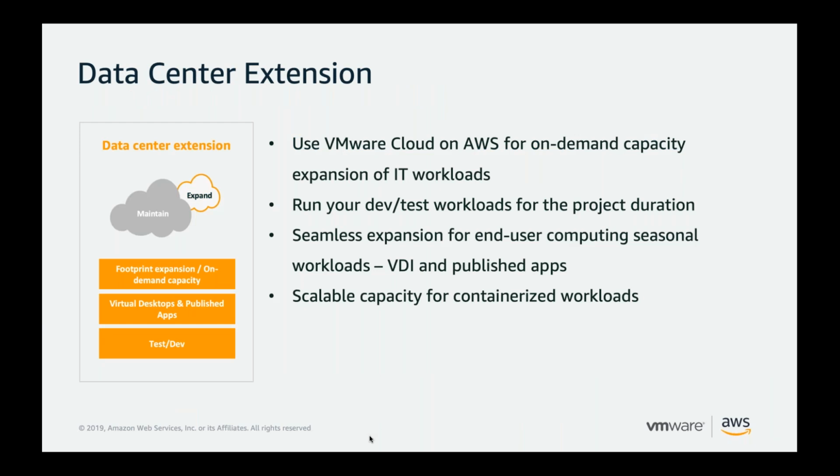So we'll get into data center extension. With that, customers are using VMware Cloud on AWS for on-demand capacity expansion of IT workloads. You can run your dev test workloads for the project duration that you might have. Maybe you want to have your environment stood up for a certain period of time to test something. Maybe it comes down to seamless expansion for your end user computing seasonal workloads. Maybe it's VDI or even published application. You may have a fluctuation that you want to deal with. And then also scalable capacity for containerized workloads. So now you have that option to expand out into VMware Cloud on AWS when needed.